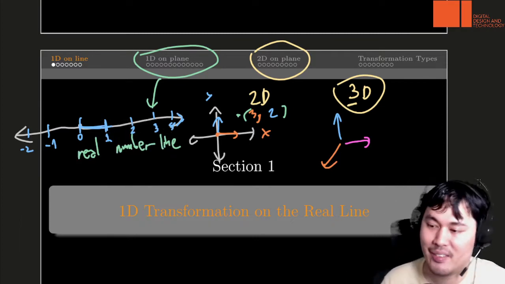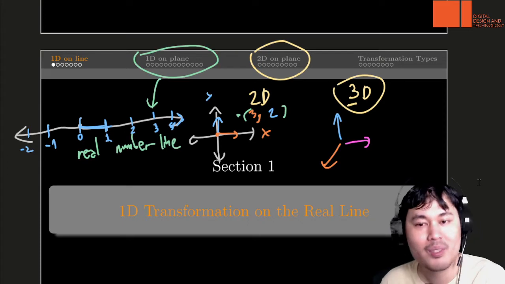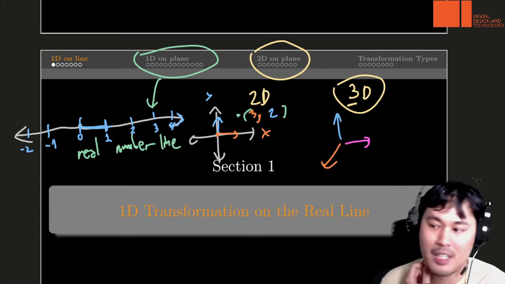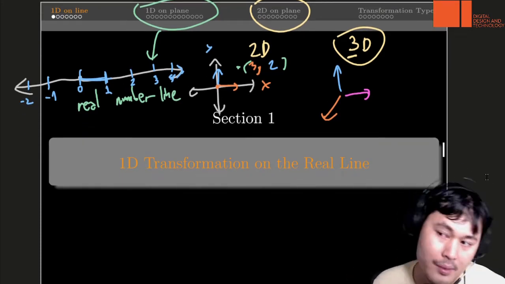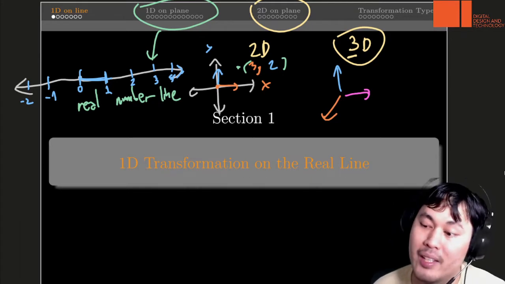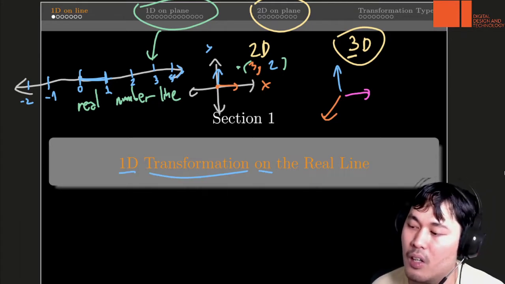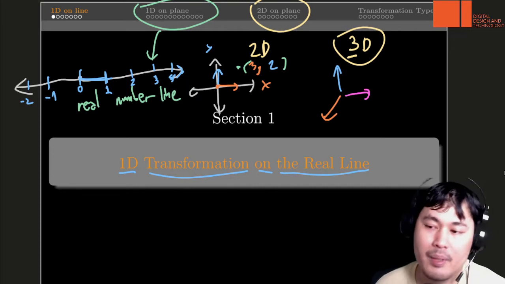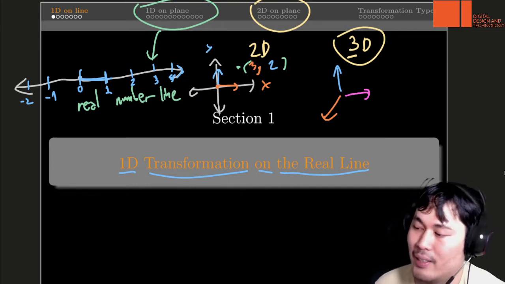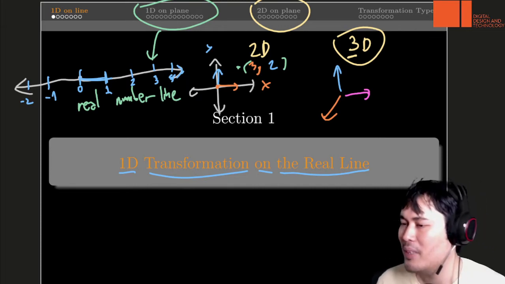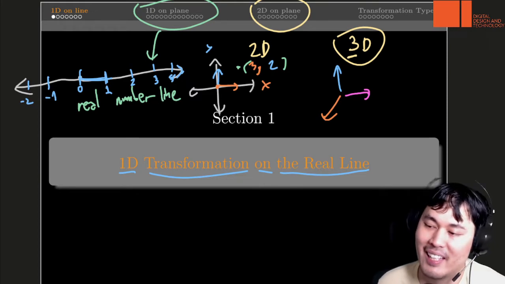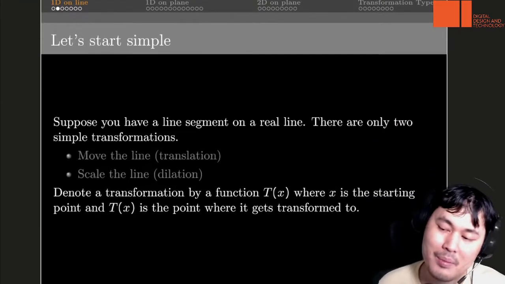And the nice thing about numbers is once you have numbers and you can compute, you can calculate a lot of stuff about that. And so that's where we are going to start. We have 1-dimensional transformation on the real line, the real number line, abbreviated as the real line. What does it mean to transform on a line?